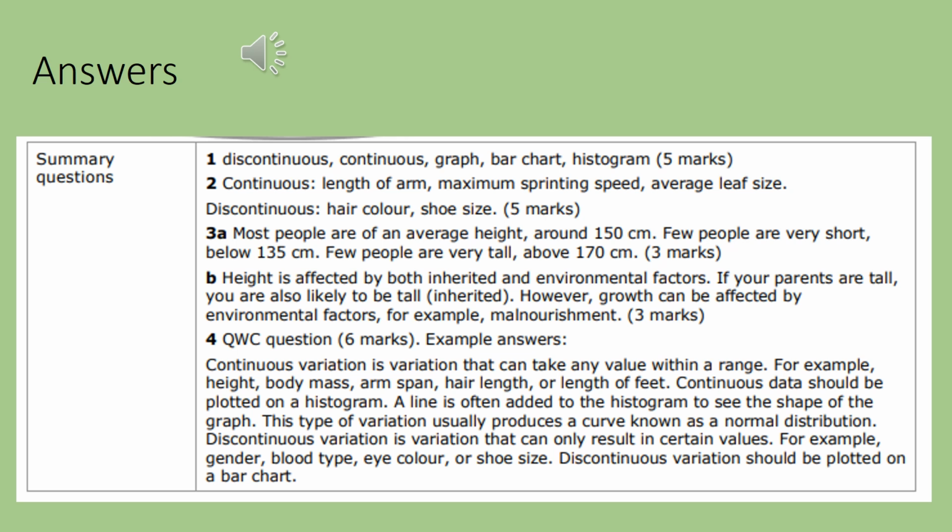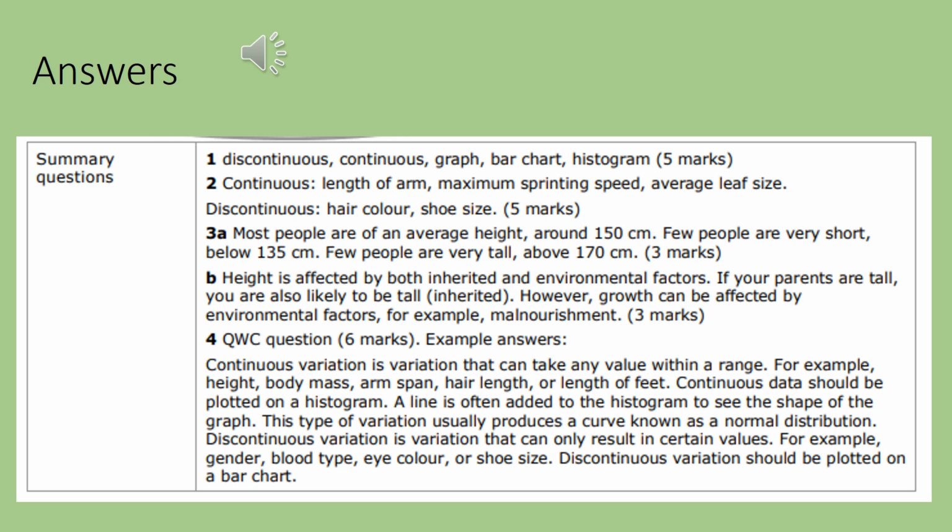3A, most people are of an average height, around 150 centimetres. Few people were very short, below that of 135 centimetres, and few people were very tall, above 170 centimetres. 3 marks. It's really important there that for the 3 marks, you've given the example of the average height and the peak of where that would be, and that you've mentioned that some would be lower and some would be higher.